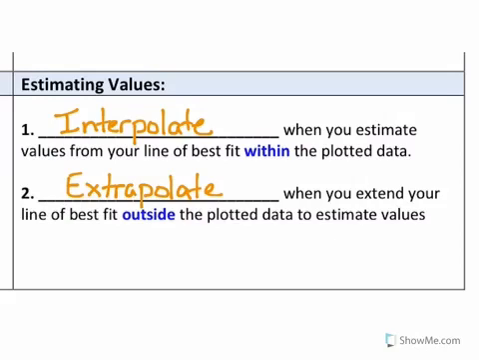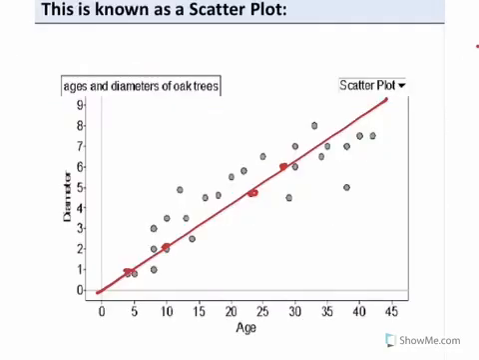Now, when you're estimating values, we use two different words: interpolate and extrapolate. So let me show you how this works. When you interpolate, it means that you're asking a question within the data and using the line of best fit to make a prediction. So interpolate means within the data. So for example, I could ask you a question that says, based on your line of best fit, how wide is the tree? So how big is the diameter if it's a 20-year-old tree?